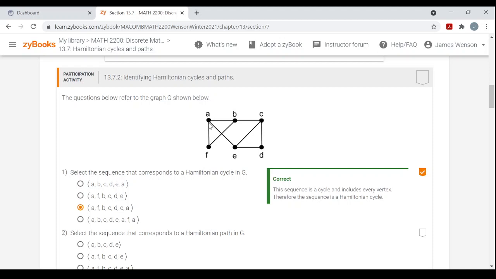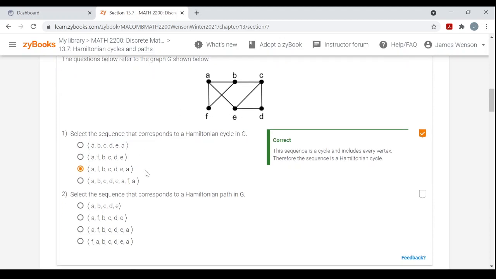Now all I have to do to make that into a Hamiltonian path is remove that last edge from E to A. So make it A to F to B to C to D to E, and then stop. And there, I've created a path, right? No repeated edge, no repeated vertex, and it's an open walk. And it has every vertex in it. So just take this sequence here and remove the last A. So A, F, B, C, D, E, this one here, is a Hamiltonian path. All right.